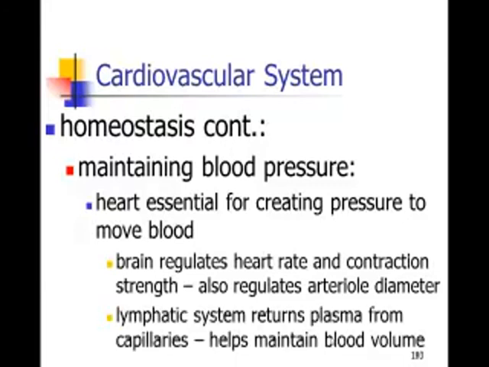The lymphatic system is going to be important in returning fluids back to the cardiovascular system, those that are lost in the capillaries. That's really important. The lymphatic system is also going to be important in a number of other ways, which we'll talk about in a separate system lecture.